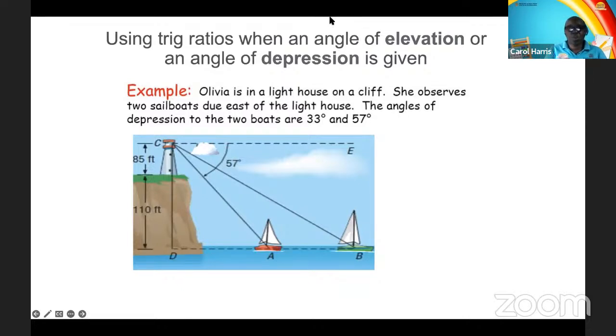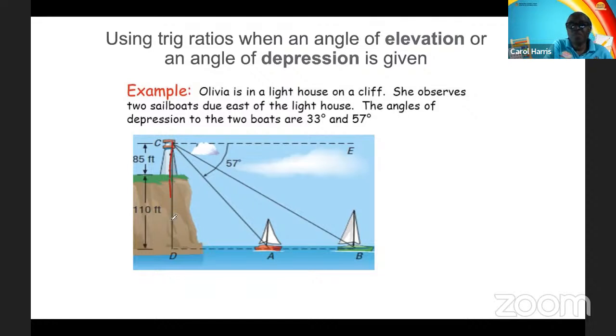Sometimes you'll be given the information and you might be asked to finish the sketch or draw a diagram that represents it. So do we see what represents the lighthouse? What line segment do you think represents the lighthouse and the cliff? CD. CD, okay, great.